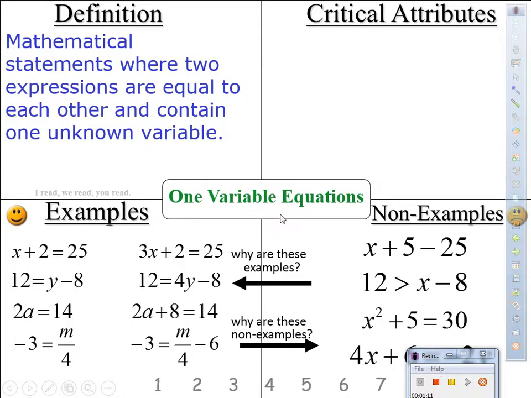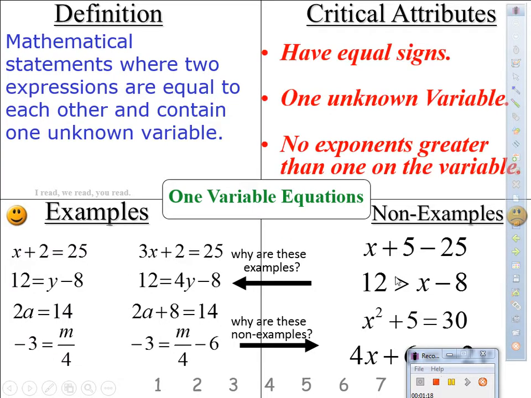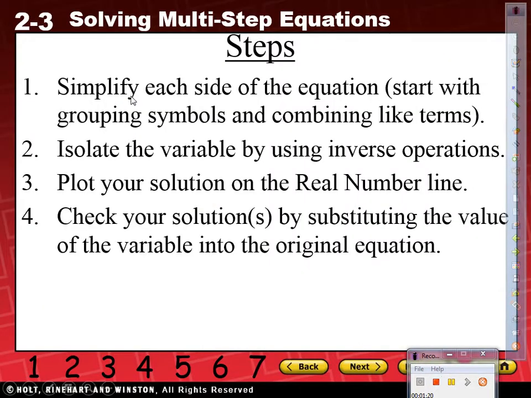So we know what one variable equations are. We covered that last week: expressions equal to another expression, and only one variable. We wrote down some steps, and there were 4 simple steps: simplify, isolate, plot, check. Simplify, isolate, plot, check. All right.